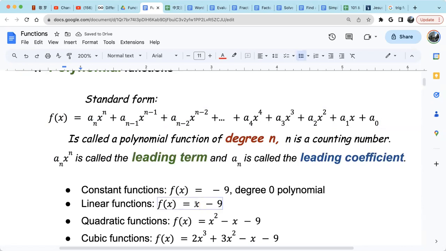And this one we see x raised to 1. We don't bother to write 1, just x minus 9. So this we call a linear function. If we see this kind of function, we only see x raised to the first power. And this is a polynomial of degree 1.